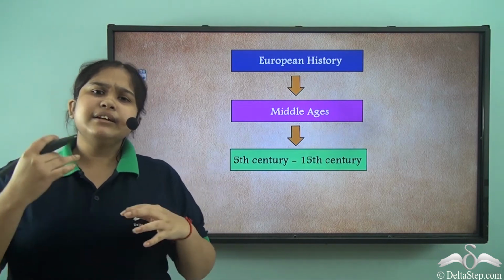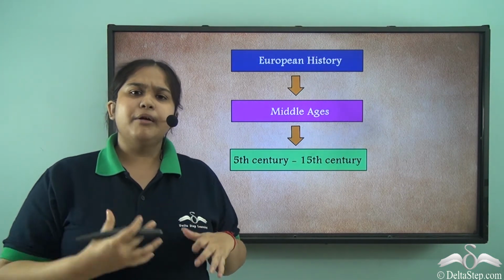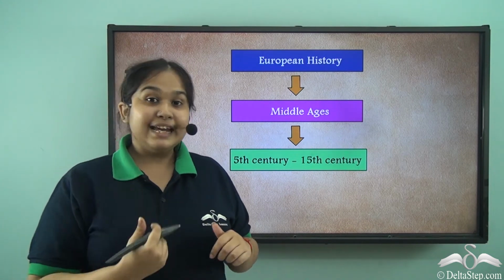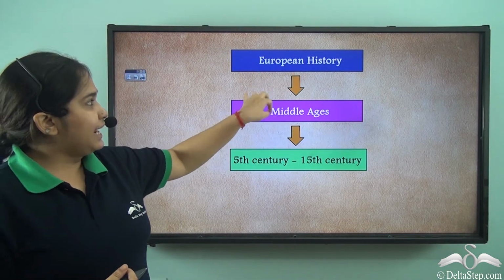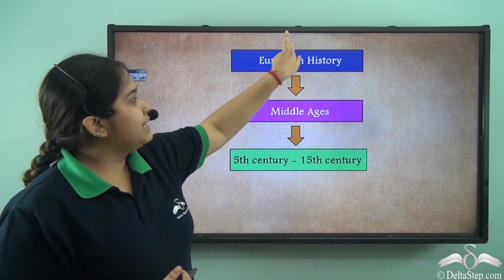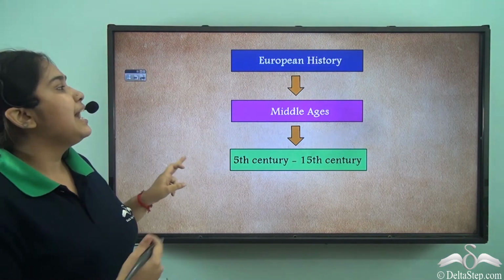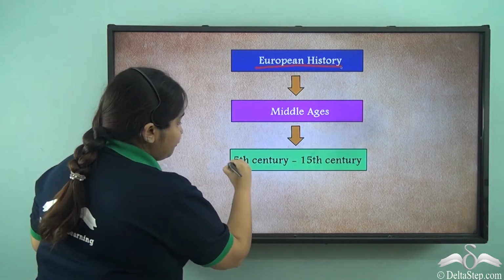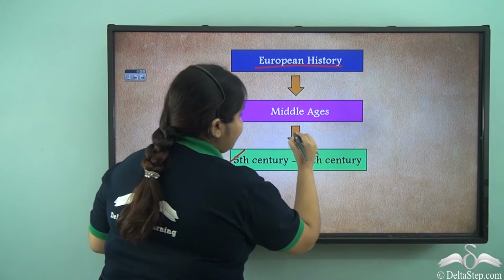So, what is the exact difference between medieval and Middle Ages? Is there a difference? Exactly. If we try to locate it, we see that Middle Ages is specifically the time period for European history from 5th century to 15th century.